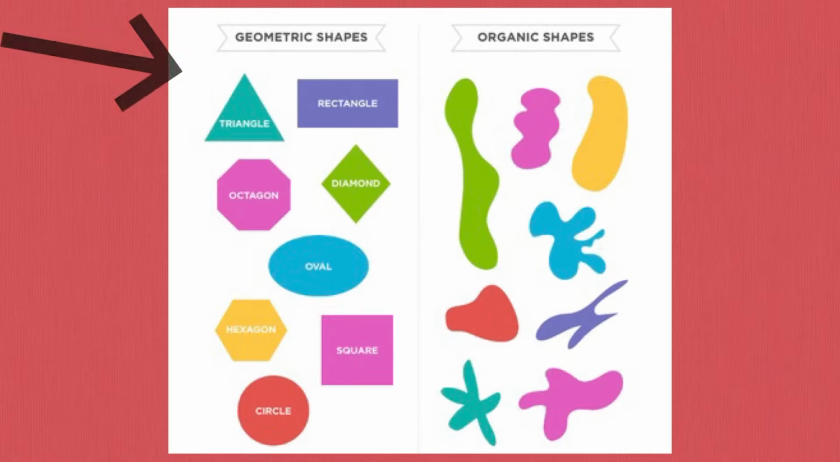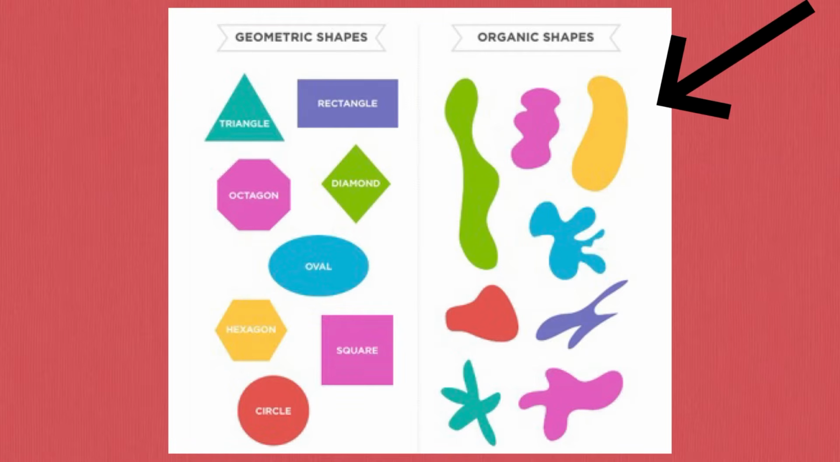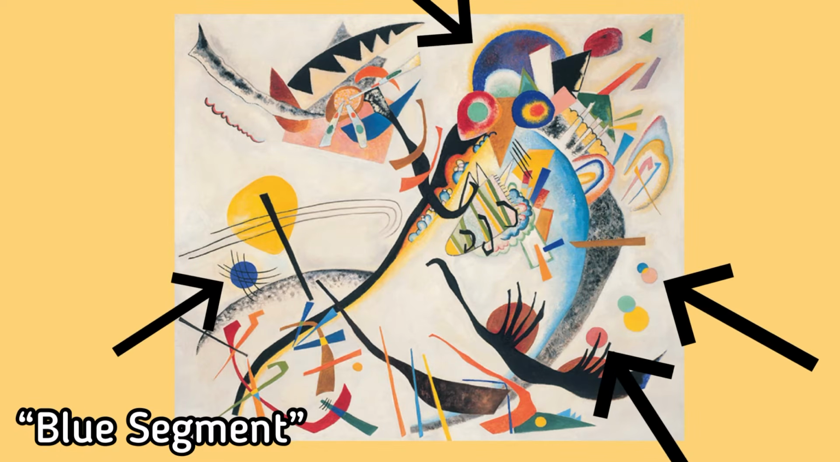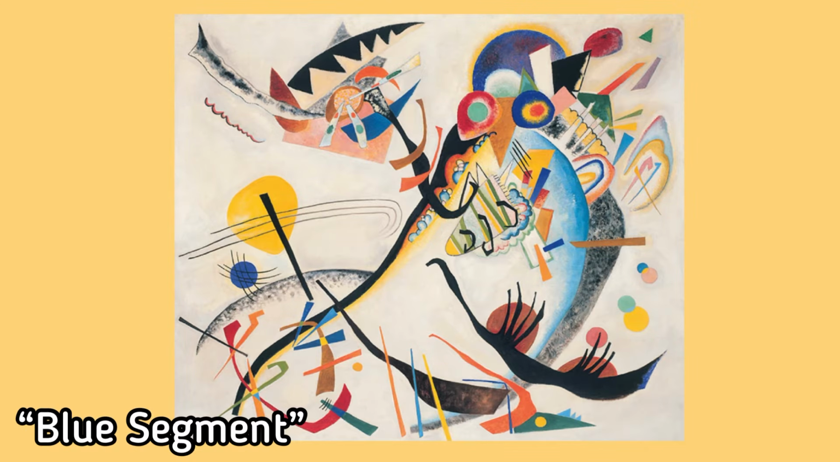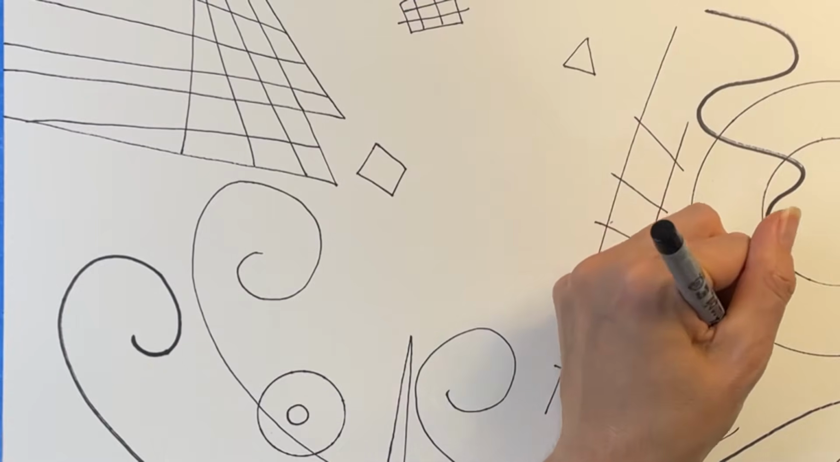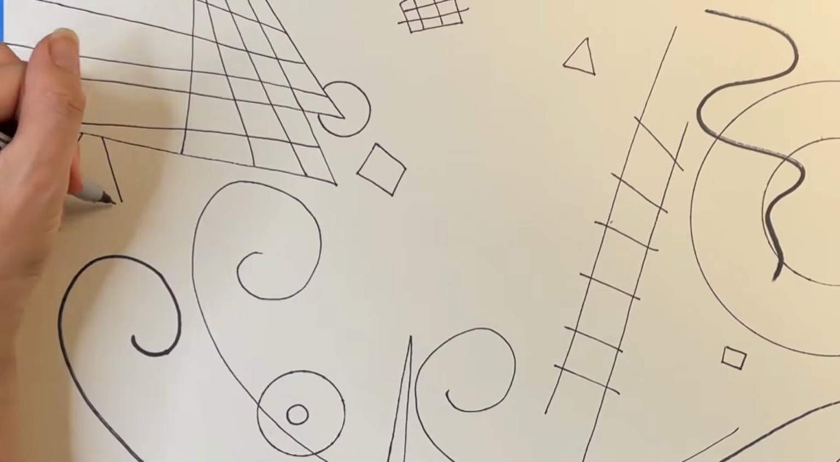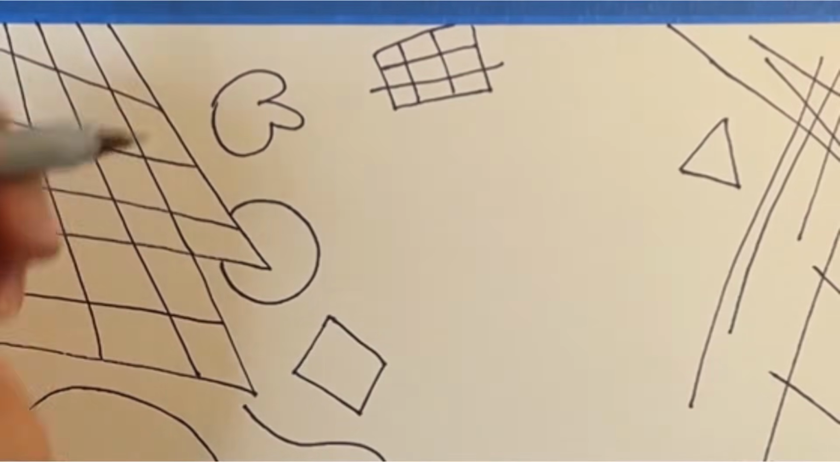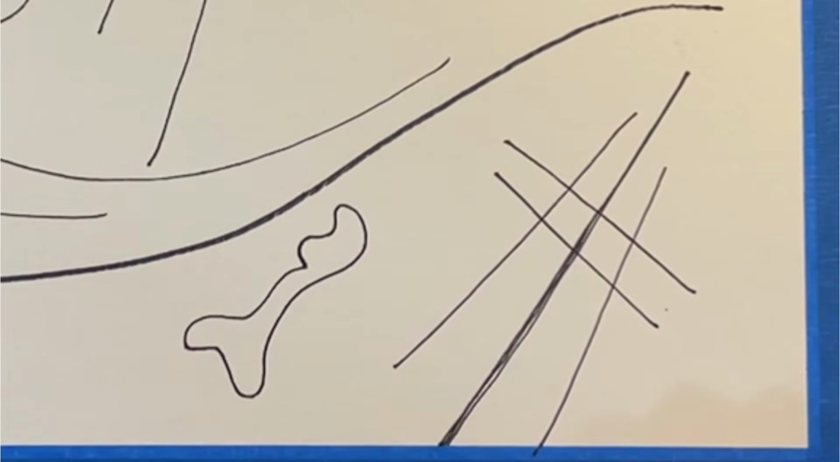Kandinsky used both geometric shapes and organic shapes in his paintings. When you look at this painting called Blue Segment, you can see that he uses a combination of geometric shapes like circles and triangles, but he also uses a variety of really imaginative organic shapes. So I'm adding some geometric shapes, and I'm also adding some unusual organic shapes to my painting.